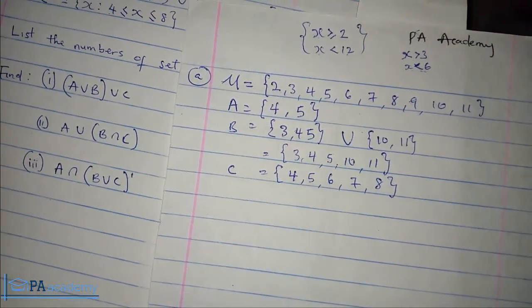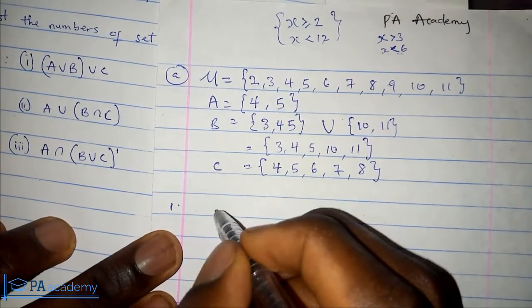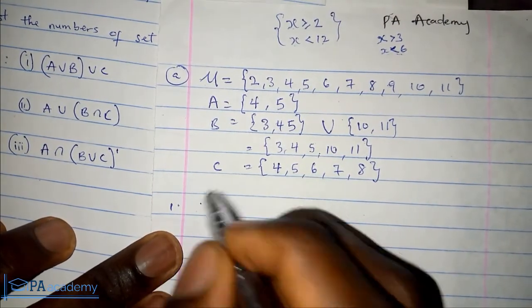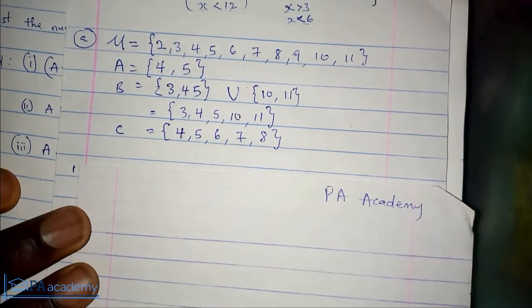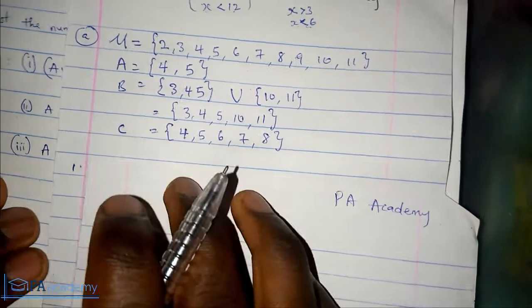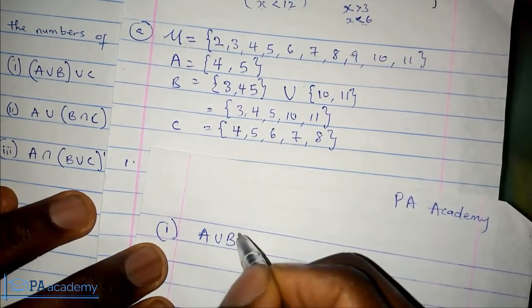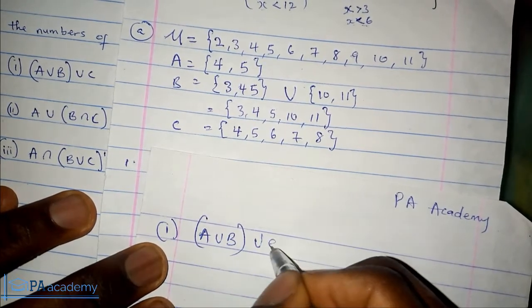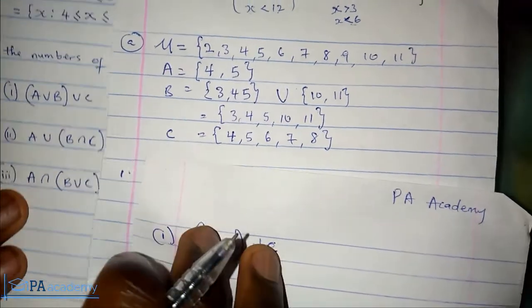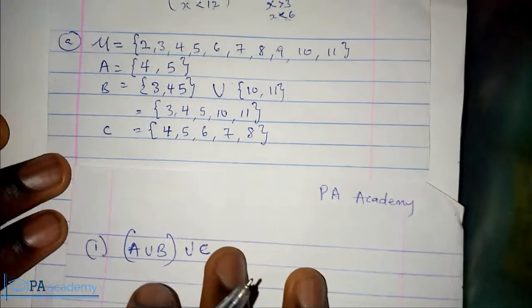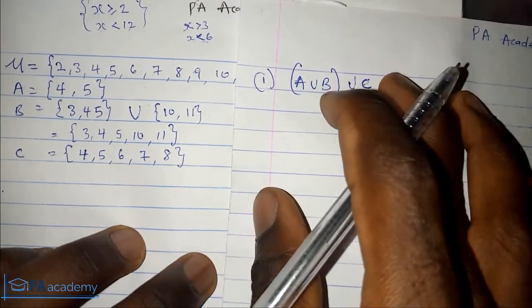So now let's look at example 1. Let's look for the I. Okay, let me do that on a new sheet. For the I, what we are looking for is A union B union C. This is A union B and union C. So let's leave it like this.